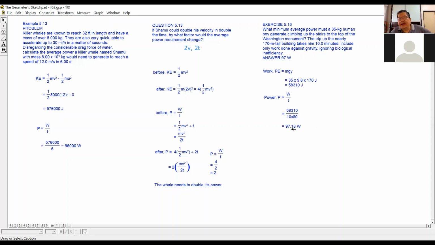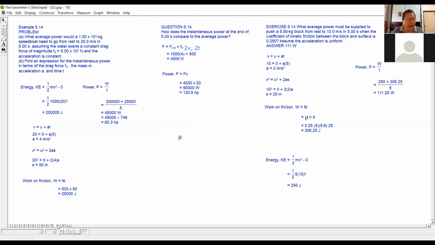This is the minimum energy. The boy actually has to eat more to overcome the friction, to overcome his body inefficiency. Any question on this? No questions. So this one, we use the second formula, the energy divided by time. Next.